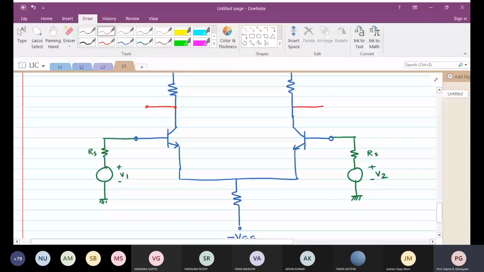Usual collector outputs at the collector. We call this VO1. We call this VO2. And of course, you can have another output, which is between these two terminals. You can take the output as VO1 minus VO2. This is Q1, this is Q2, this is RC, this is also RC. You have the collector current IC1, here the collector current called IC2.